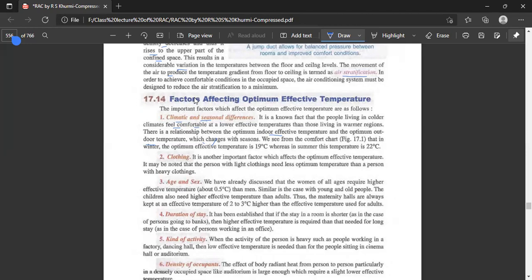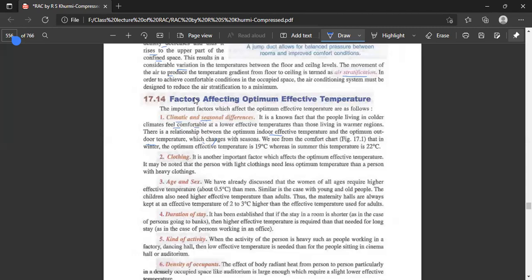Next, age and sex. We have already discussed that women of all ages require a comparatively higher temperature, about 0.5 degrees, and men require a lower effective temperature. Similarly, children also need a higher effective temperature than adults. Thus, the maternity halls are always kept at a temperature 2 to 3 degrees higher than the effective temperature used for adults. So ladies require a higher effective temperature, around 0.5 to 1 degree above the man.